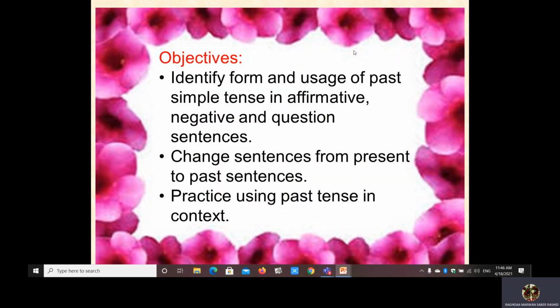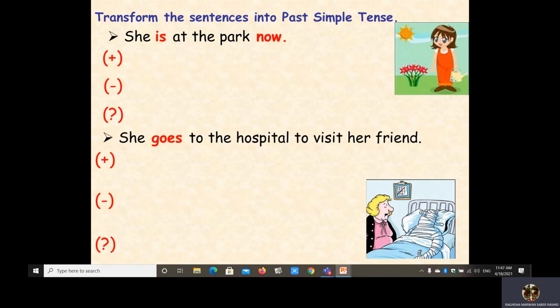So we finish with the first objective, identify form and usage of past simple tense in affirmative, negative, and question sentences. Now we want to change sentences from present to past sentences. Look here. Transform the sentence into past simple tense.